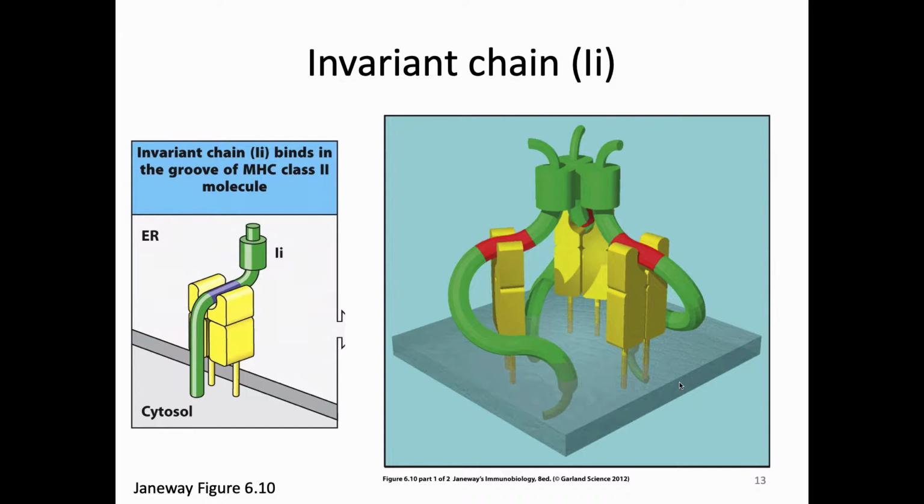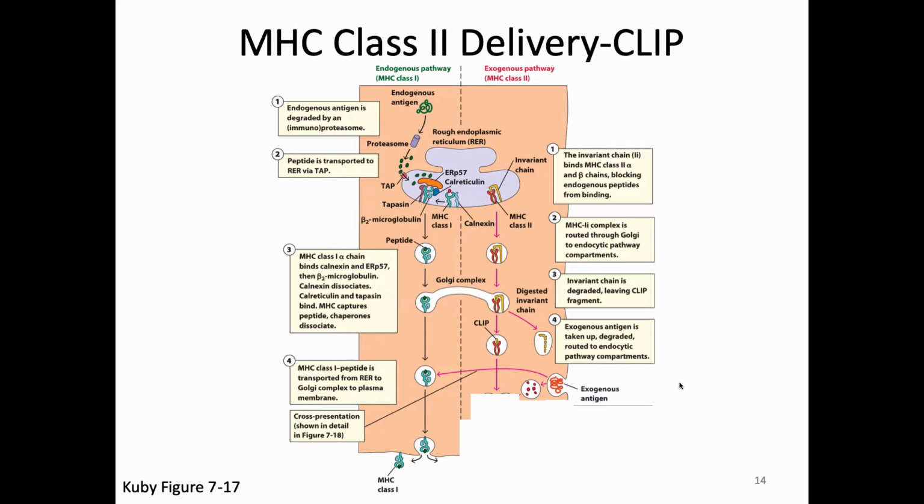In reality, it actually looks like this. So 3 invariant chains come together, holding 3 different Class II molecules together. And this allows that MHC Class II to actually get directed exactly where it needs to go in this process. So it's both a sorting signal and it solves this purpose of blocking the cleft. See, this is a way better answer, isn't it? Okay.